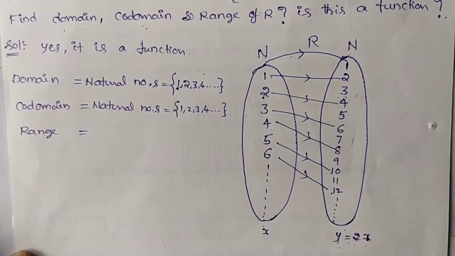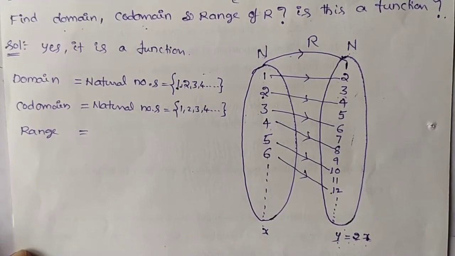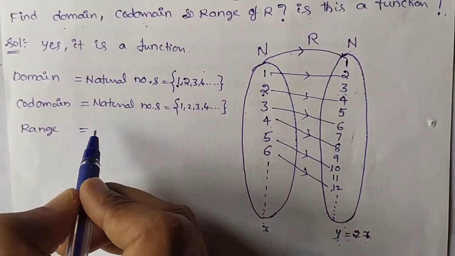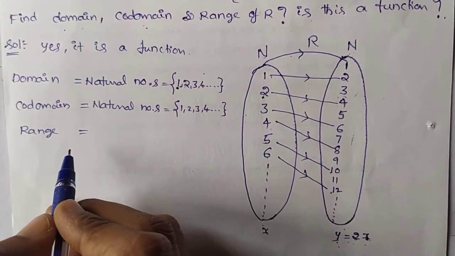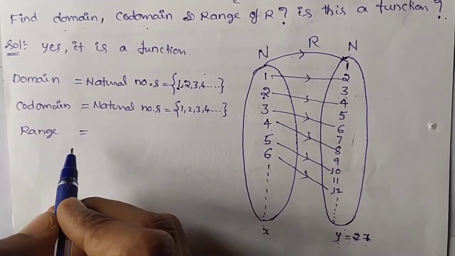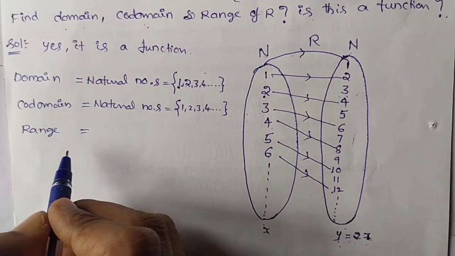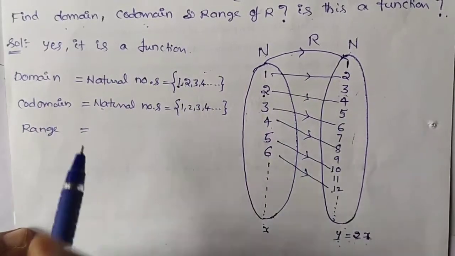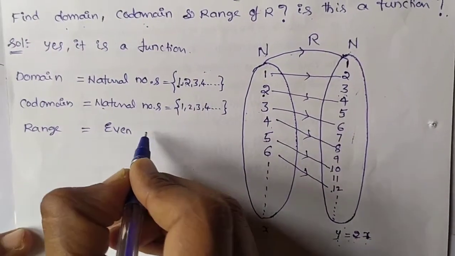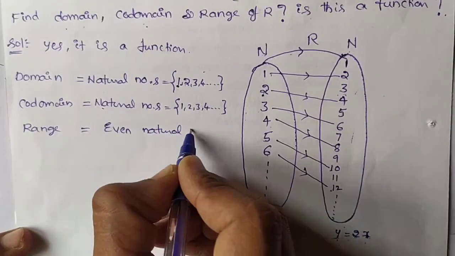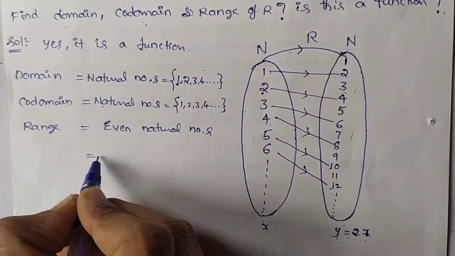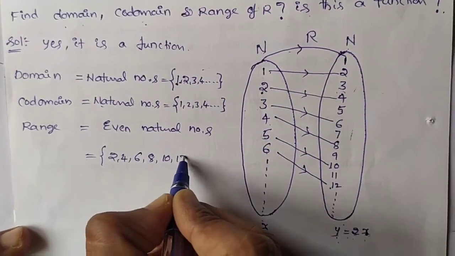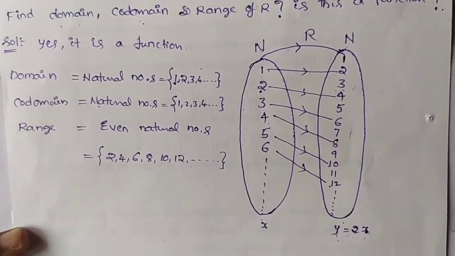Then those numbers, what do we call them? 2, 4, 6, 8, 10, and so on. Those numbers we call even numbers, isn't it? I already told you in the bridge course itself that a number divisible by 2 is called an even number. Even natural numbers: 2, 4, 6, 8, 10, 12, and so on. All these are the even natural numbers.